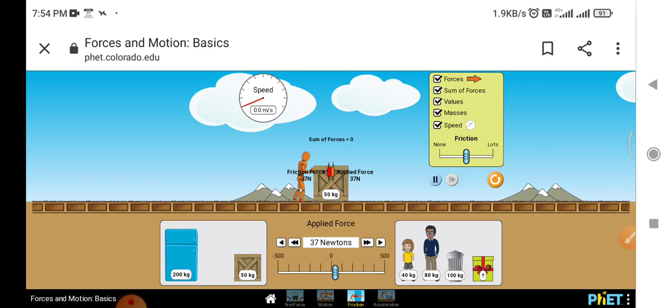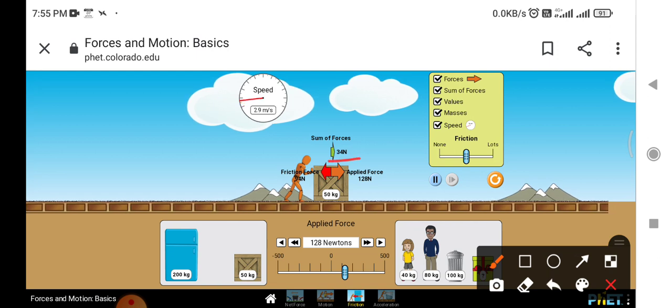See, the two arrow marks appear here. The frictional force is always opposite to the applied force. Now the applied force value is 70, 72, 74, 77. Increasing the applied force. The object will move when the applied force is greater than the frictional force, then the object will move. See, the sum of the forces is 0.